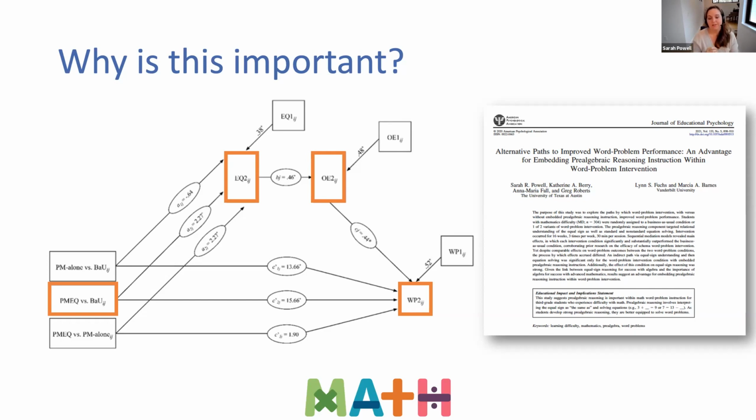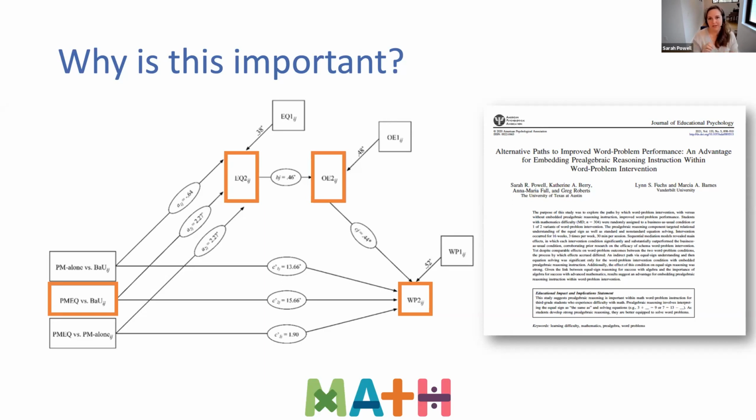So we can see that there's this added benefit of doing all of this work around the equal sign and equation solving on word problem solving compared to students who did not participate in Equation Quest, but who did participate in Pirate Math.